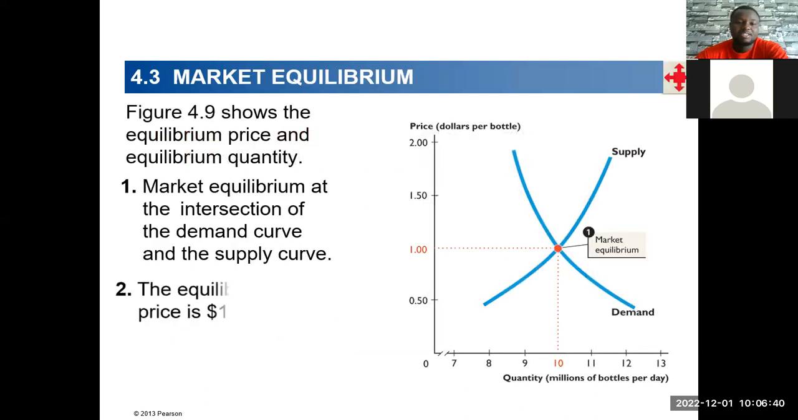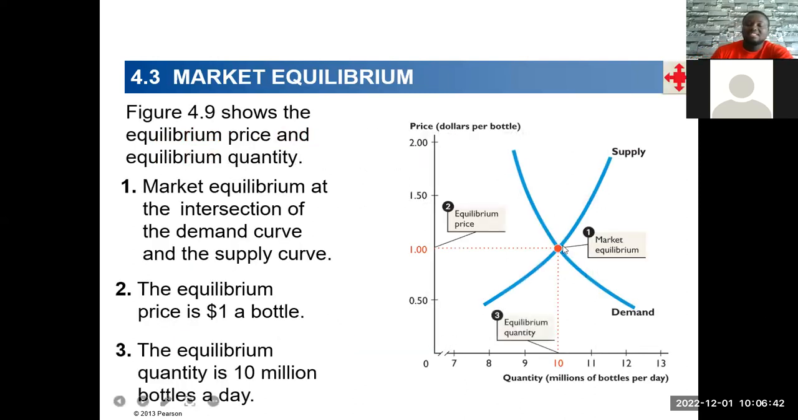All right, so let's look at this. Graphically, this is the equilibrium point where supply and demand intersect. So here the equilibrium price is what? 10. The equilibrium quantity is what? 8. The equilibrium price is 1. The equilibrium quantity is what? 10. Okay, so where the two curves intersect, that is where we get the equilibrium point. So this is the market equilibrium.